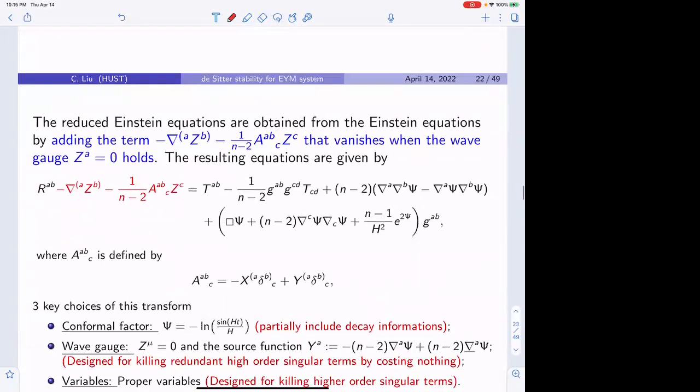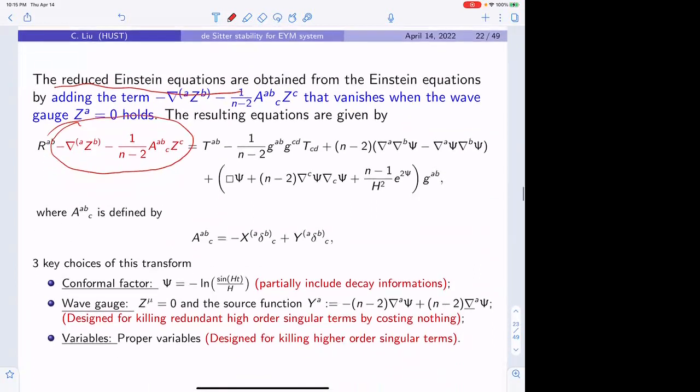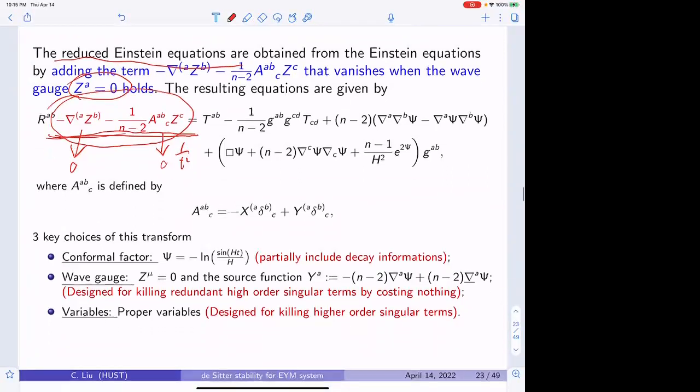Then we can write the Einstein equation as the reduced Einstein equation by adding these two terms. You can see, because we choose the conformal wave gauge, Z^A equal to 0, this term actually becomes 0, and this term also becomes 0. And if we add these two terms here, then we can also kill the bad 1/t² term in the remainder terms. That's the reason why we add these two terms in our Einstein equation.